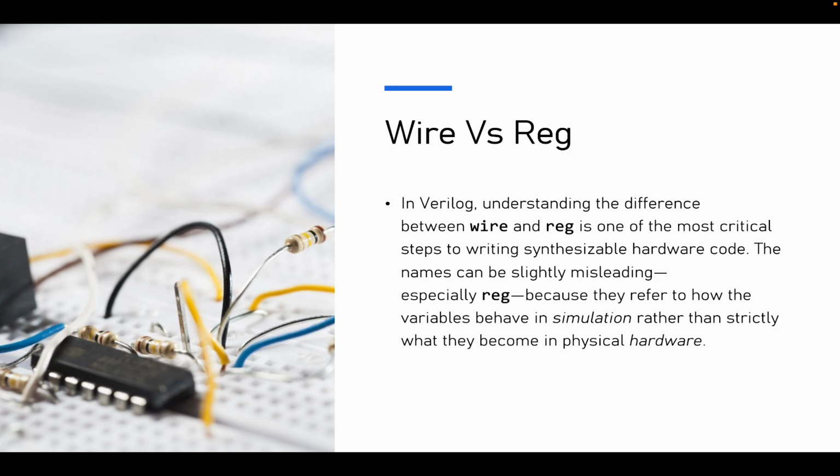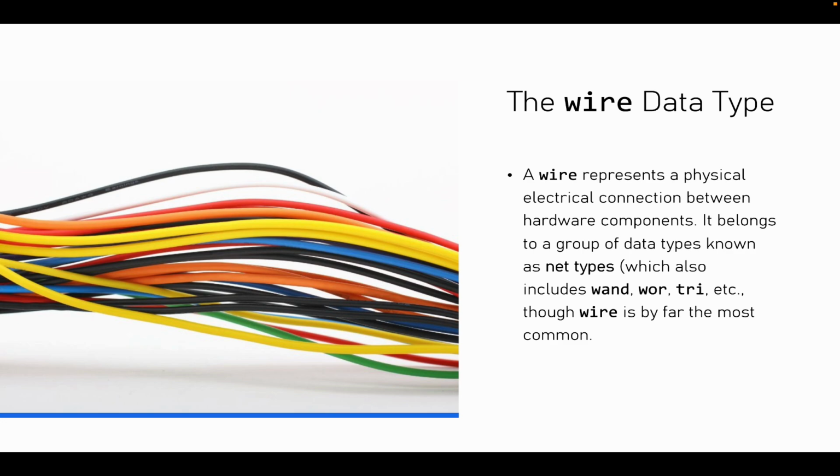A wire versus reg. A wire is generally used as, the name says, a physical electrical connection between hardware components. But a reg in general is used for something like simulation, rather than strictly what they become in physical hardware. Let us learn about the wire data type.